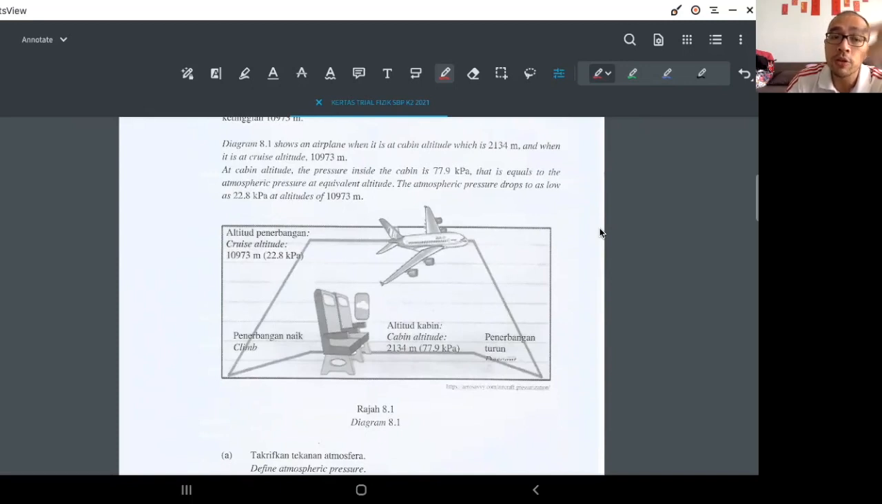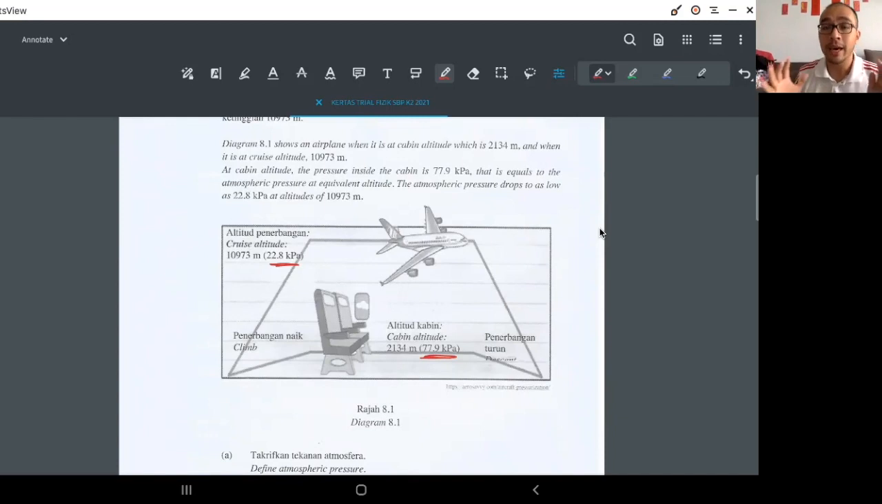Now, when it is at a cruise altitude of 10973 meters, take a look at the pressure. Take a look at the pressure when it is at cruise altitude and at cabin altitude. That means inside the plane has a higher pressure than outside the plane. And that makes sense because the higher you go, there's less air. Less air means less air pressure, less atmospheric pressure. So the pressure outside is much less. Of course, it's colder and so on, but I'm just saying that the atmospheric pressure drops outside.